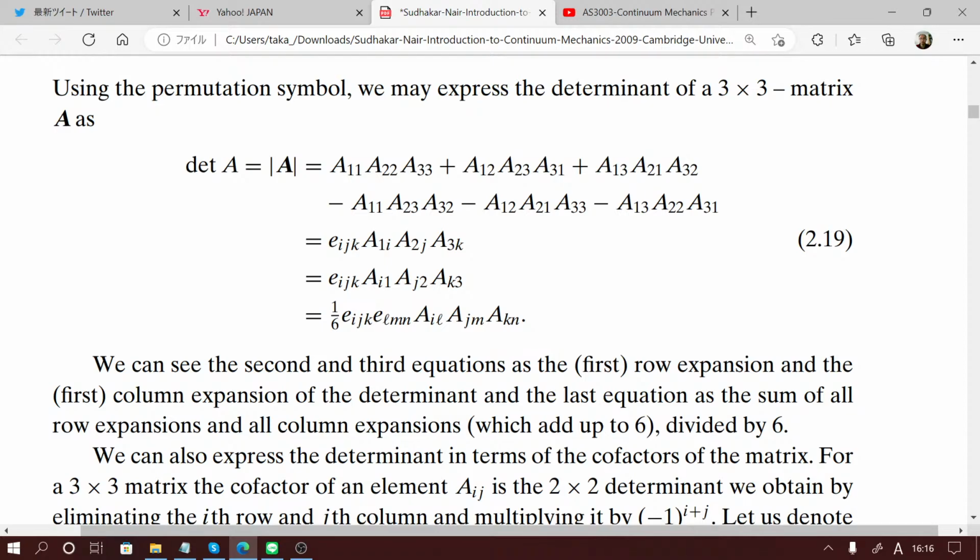A1i, A2j, A3k, or epsilon ijk Ai1, Aj2, Ak3, equal 1/6 epsilon ijk epsilon lmn A il, A jm, A kn. So complicated.